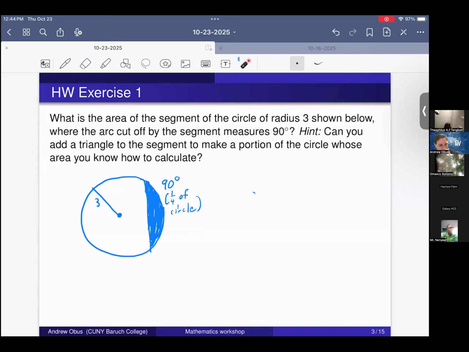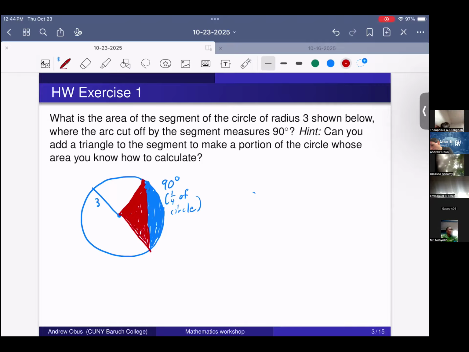Maybe this is hard to discuss over Zoom, but the idea is that you can draw in another triangle here. I'm going to draw this triangle in red. This is generally what you want to do when you have a segment of a circle type problem.